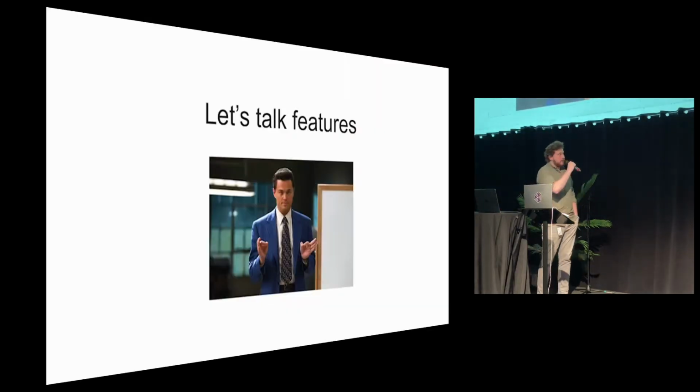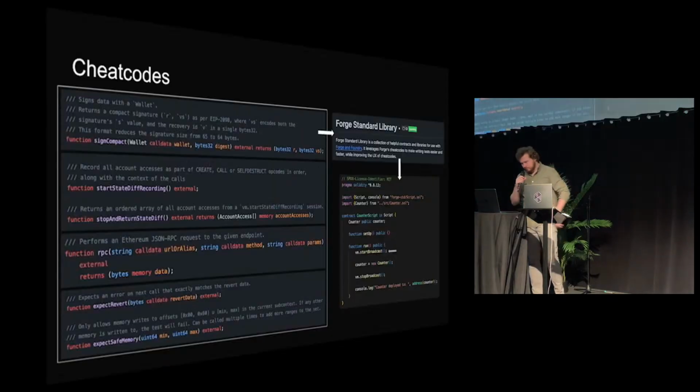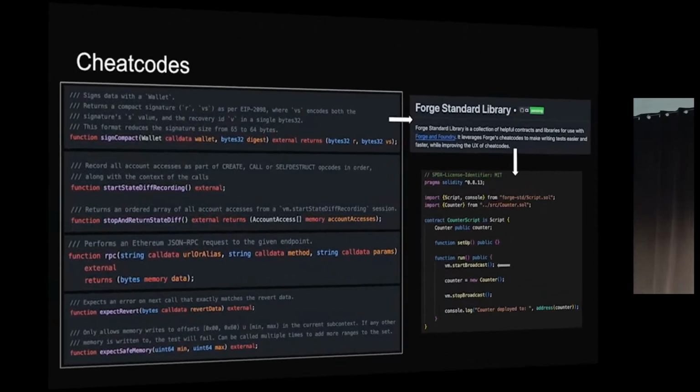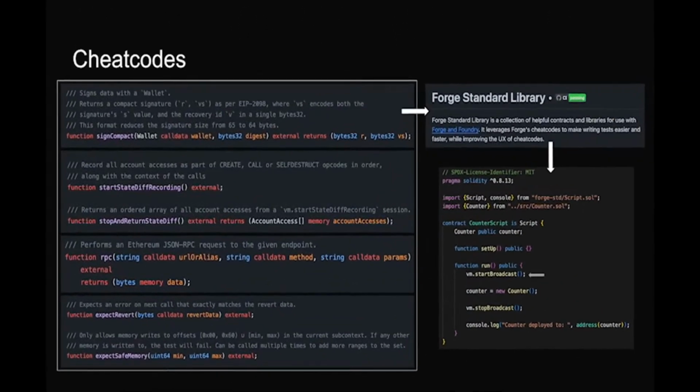So let's move on and talk about the features. As of now, Foundry has 411 individual cheat codes compared to the 7 that DevTools originally had. Cheat codes are the way Foundry enables you to do things in God mode.